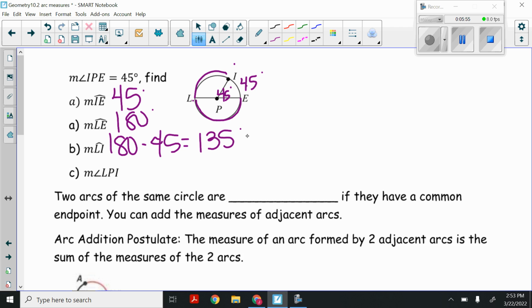And now the measure of angle LPI. So I want this angle in here. I just found this arc to be 135, so that central angle has to be the same thing as that arc, 135 degrees.